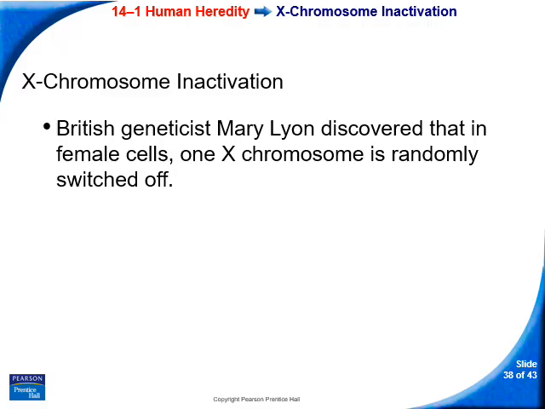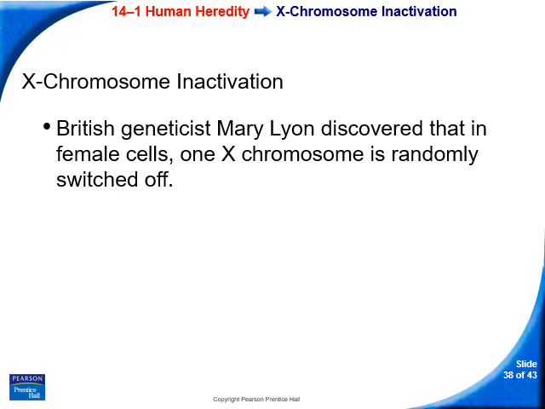Then you also have X chromosome inactivation. Ooh, you could just imagine how many genes, phenotypes and genotypes are carried by the X chromosome. It is big. It has a lot of genes. Now, a British geneticist, Mary Lyon, discovered that in female cells, one X chromosome is randomly switched off.